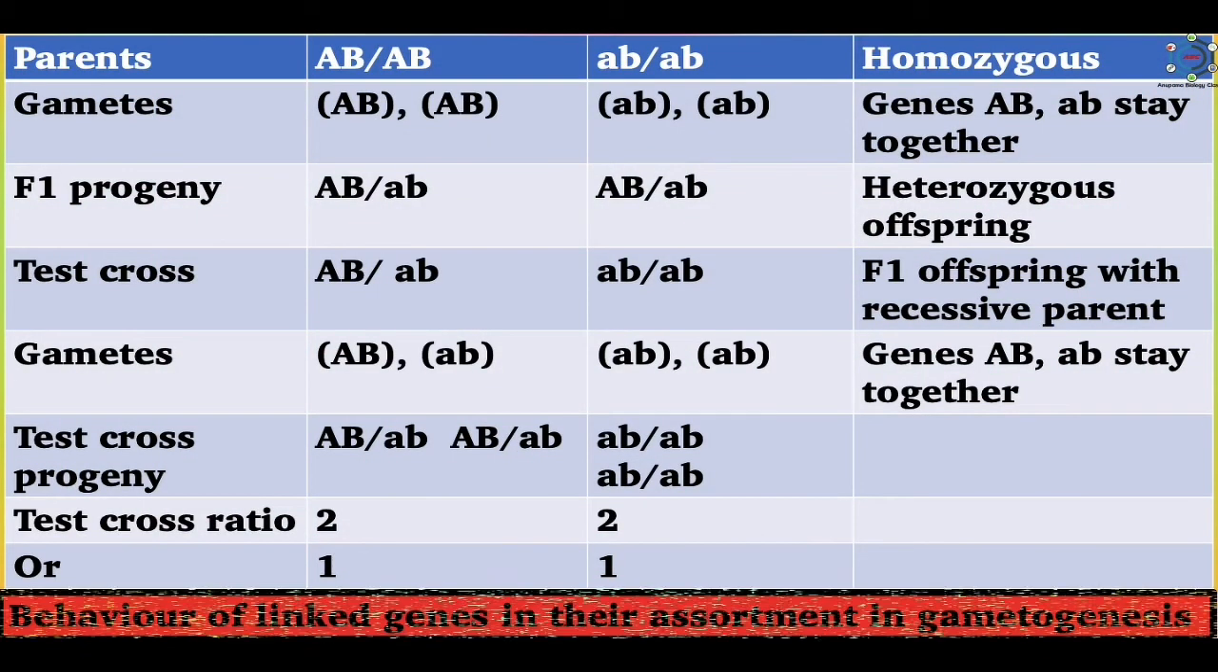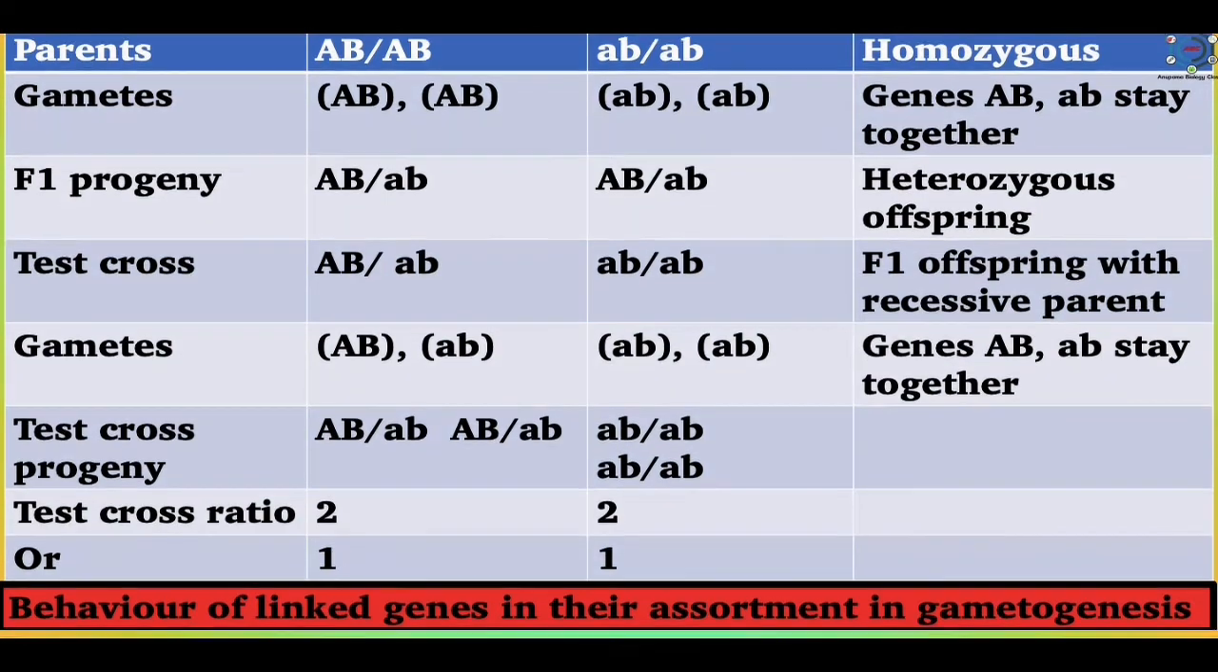Now, here, the progeny of the above dihybrid test cross comprises only two types of individuals, produced in equal proportion. Both are parental forms and no recombinants have been formed here. Because of this, the linked genes come together and stay together in the next generation. And this is the behavior of linked genes in their assortment in gametogenesis.